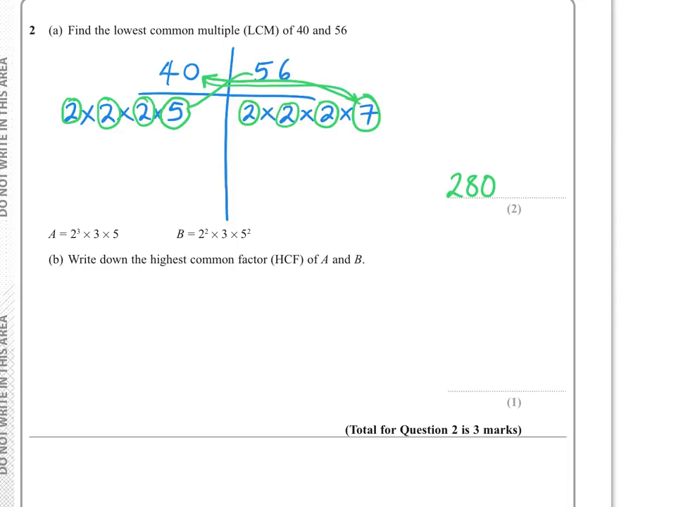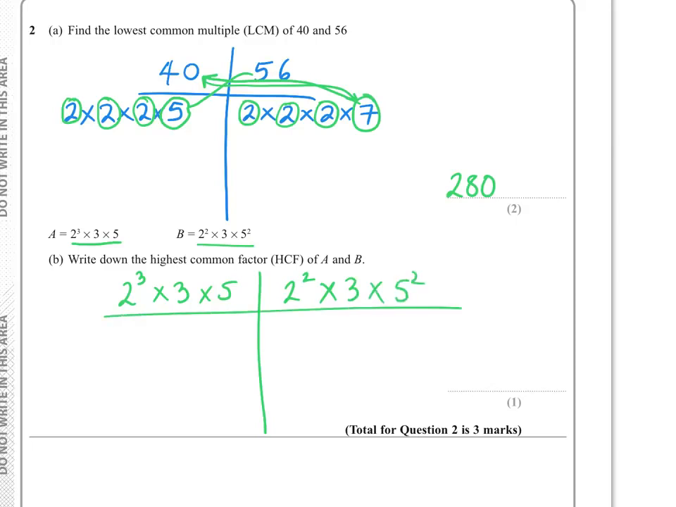The next question, it says, write down the highest common factor of a and b. So in this case, it's kind of like my method partly done for you. So you've got 2 cubed times 3 times 5, and then we've got 2 squared times 3 times 5 squared, and I can write these out under multiplication here, and then I've got 2 squared here, and then 5 squared.